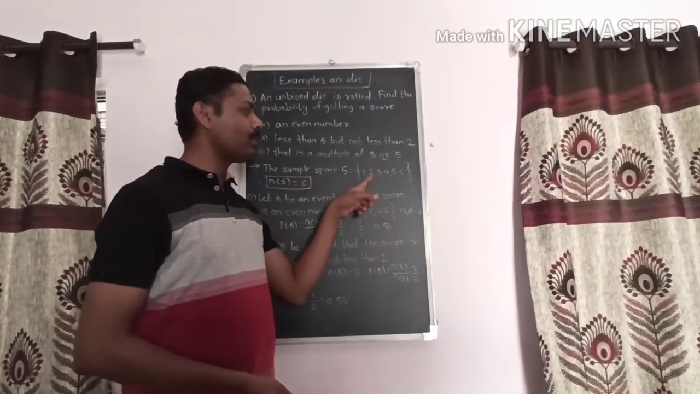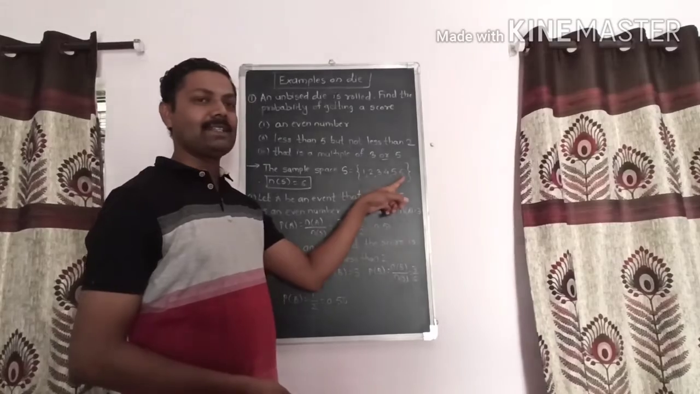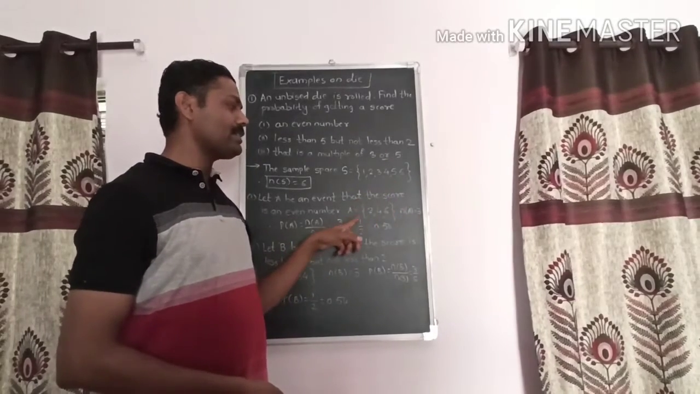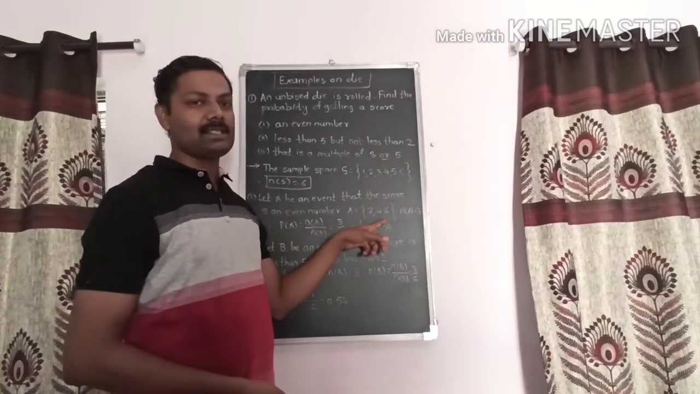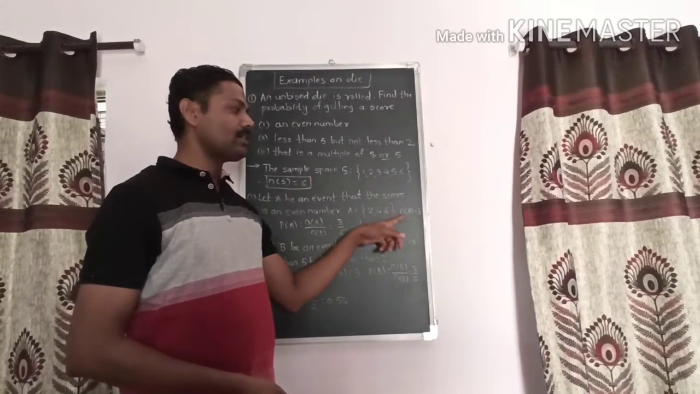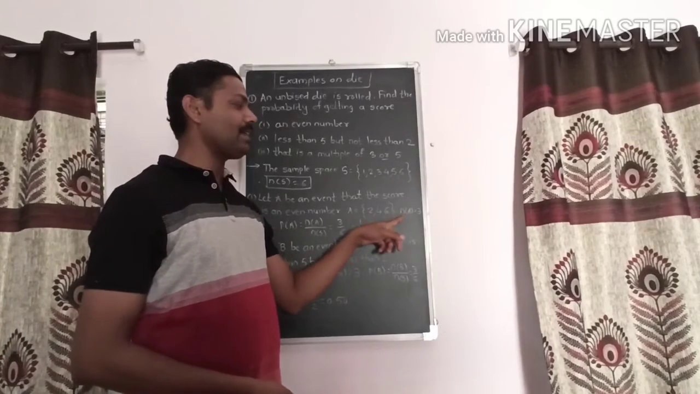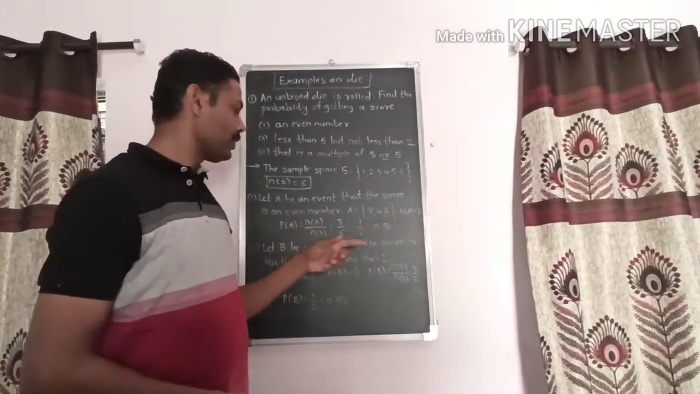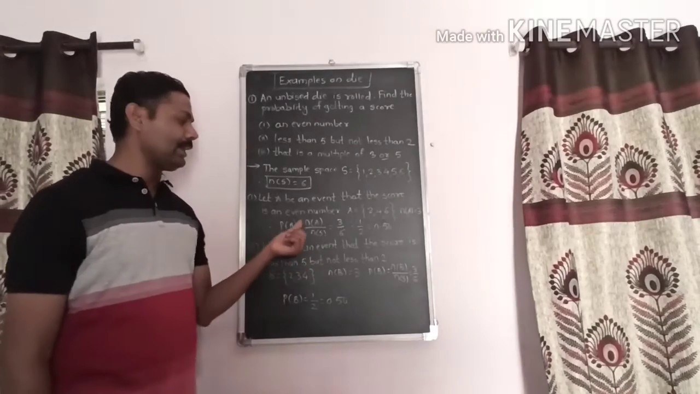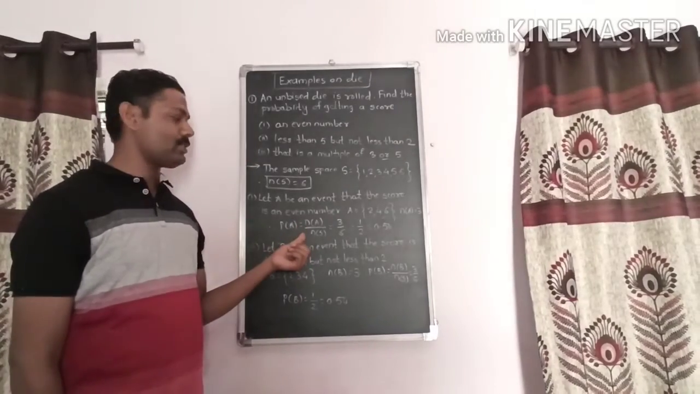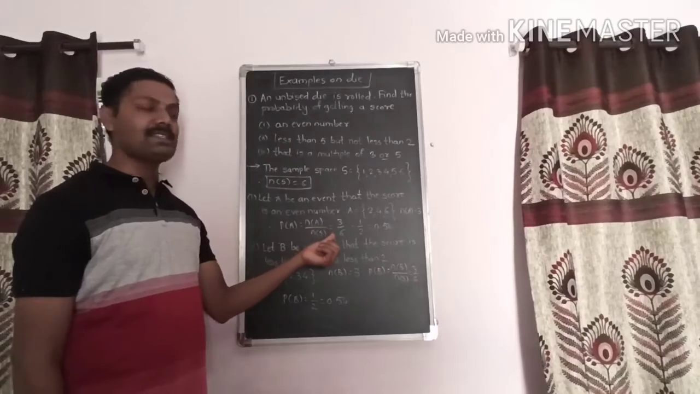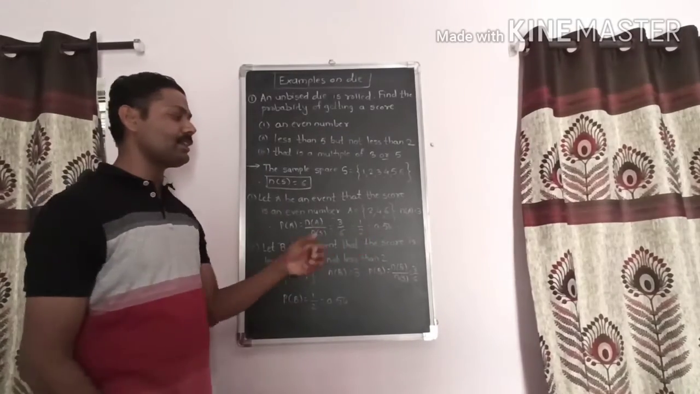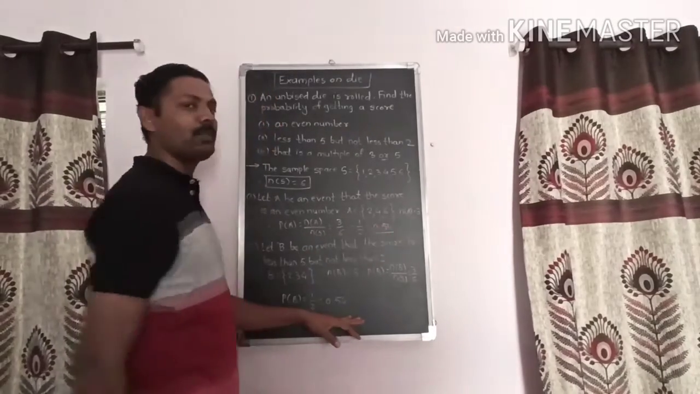We have 3 even numbers 2, 4 and 6. So A is equal to 2, 4 and 6. Number of sample points in A, that is n of A is 3. We have formula for P of A, n of A divided by n of S. n of A is 3, n of S is 6. So the answer is 0.50.